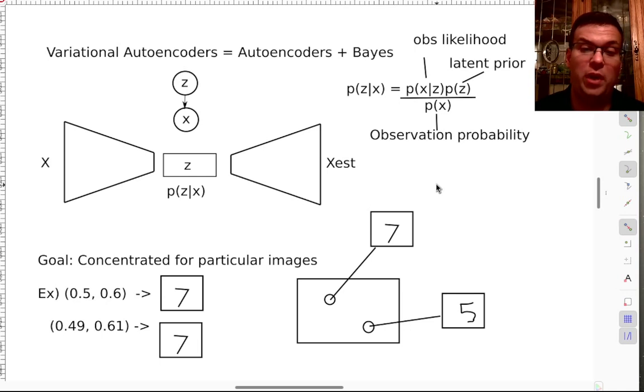So that's the framework we're using now. Basically it's Bayes' rule plus autoencoder. Now we're just adding a little bit of uncertainty to what the latent vector is. Or another way to look at it is we're adding some prior information, some probability distributions that we're going to be able to model, to get a little bit more control here.